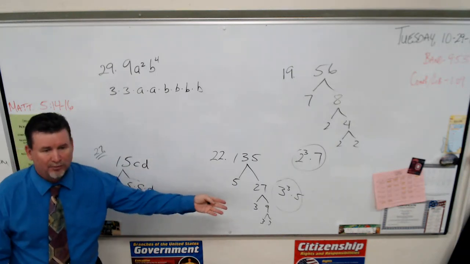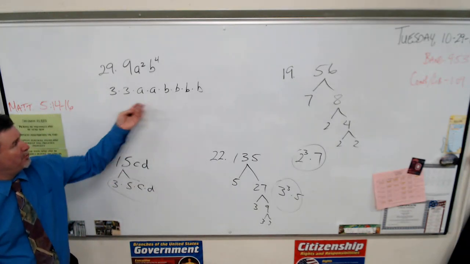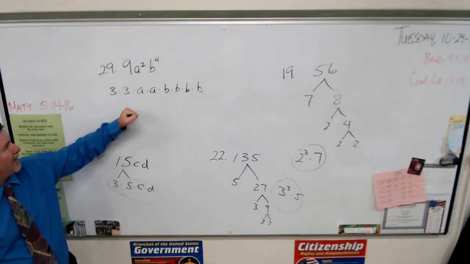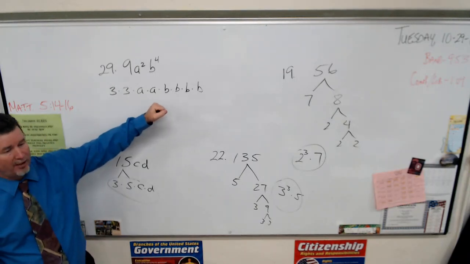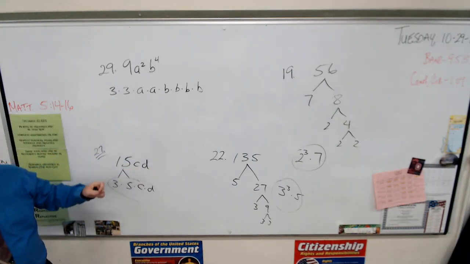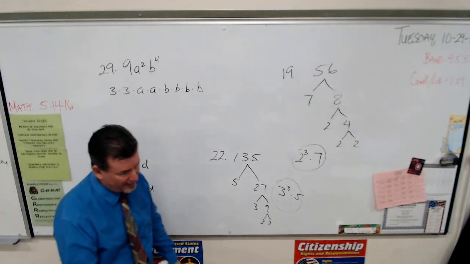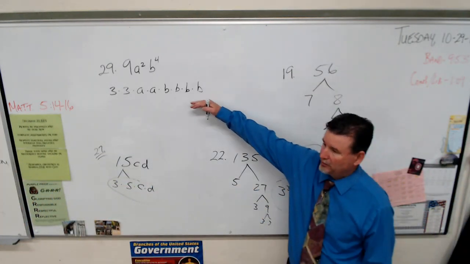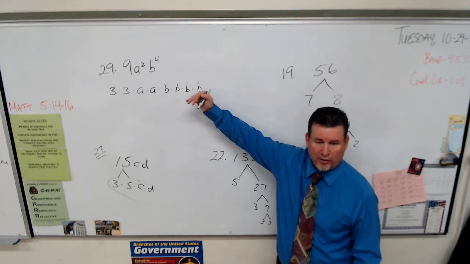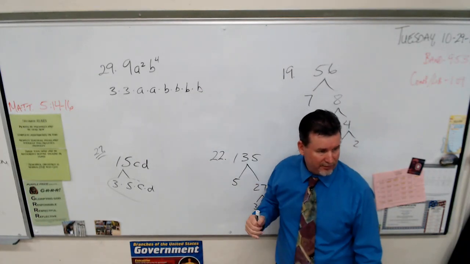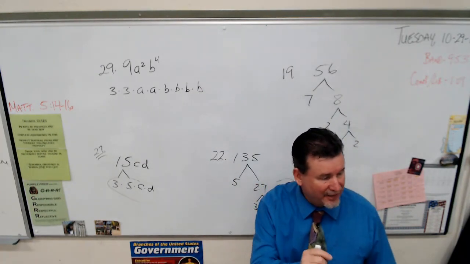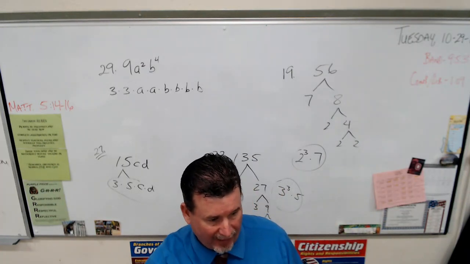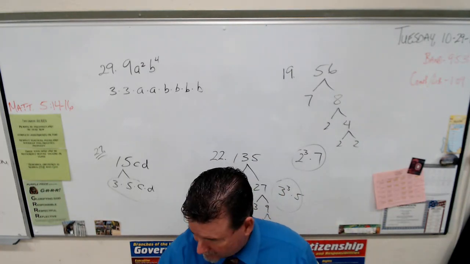Then, if you were giving your final answer, you would put them all together: 3 squared times A squared times B to the fourth. But in 29, they want you to factor it out. What are the factors of A squared? A and A. You understand that? What makes A squared? A times A. Got it?